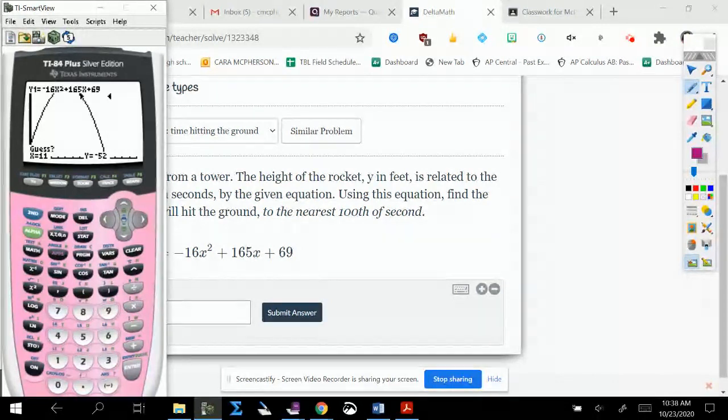And it is negative. You can see the y value. So it has crossed through the axis. And then I'm going to hit enter. And there it tells me that my rocket will touch the ground at 10.71. It wants us to go to the nearest hundredth, so 10.71 is appropriate.